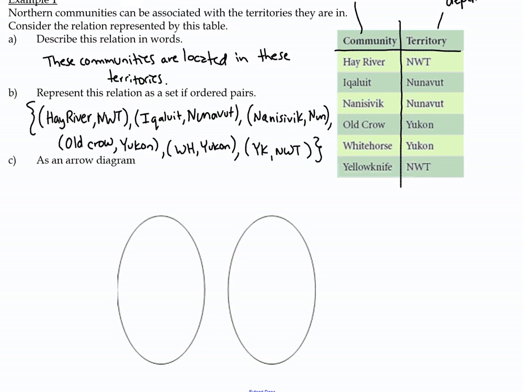So with an arrow diagram, our independent variable goes first because that's our input, and our dependent goes second. Okay, so we only write an element once. You never write it twice, even if it appears twice. Okay, does that make sense? So is there any repeating communities? No. So we just write each one. Hay River, Iqaluit, Naniscavit, yeah. Old Crow, Whitehorse, and Yellowknife.